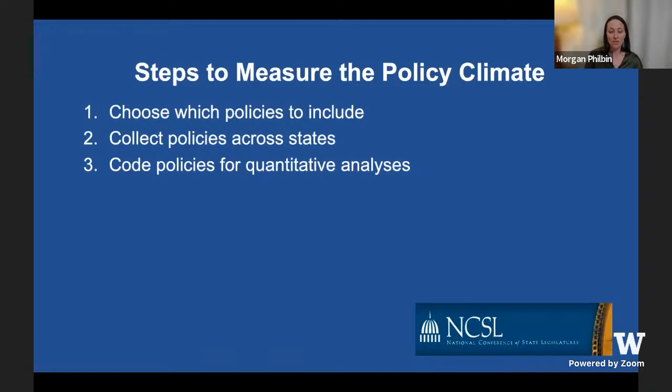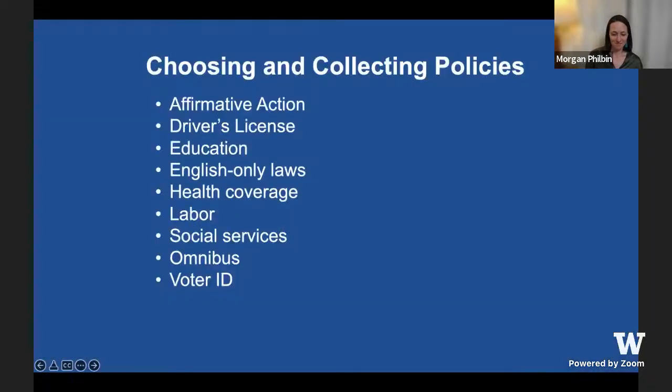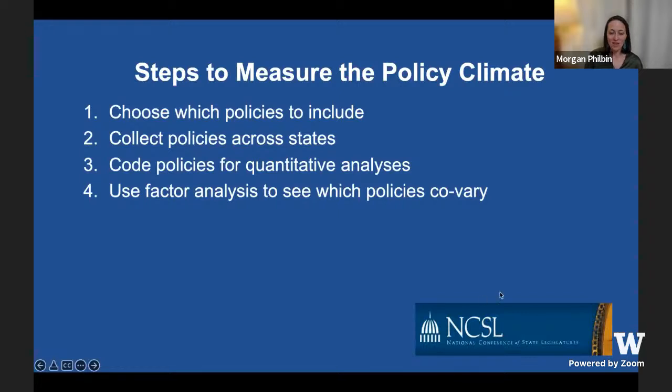This meant applying numerical codes, which were again determined based on language within the policy and consultation with legal experts. And then we used factor analysis to see which policies covaried and should be included in the overall policy climate measure.